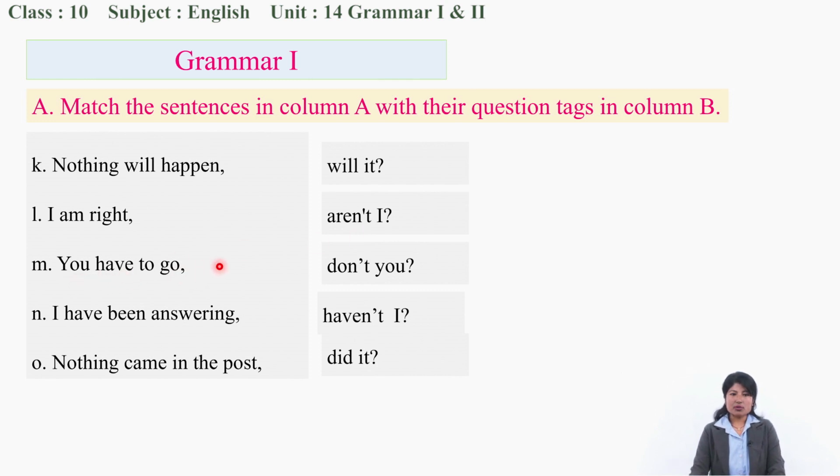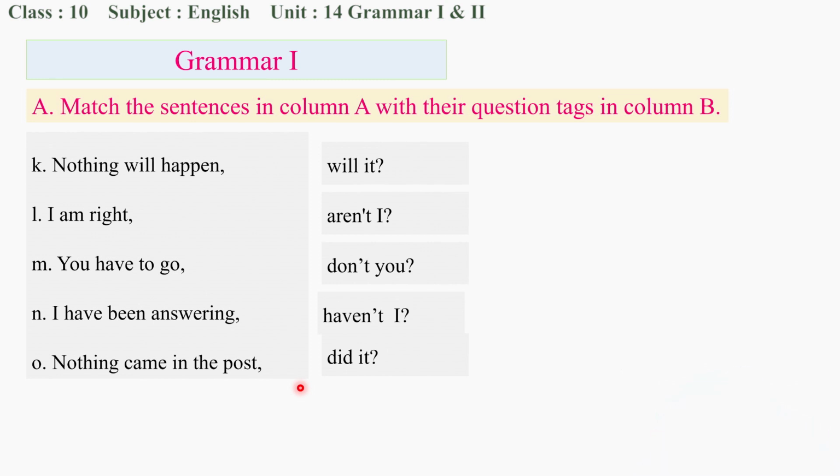And what about you have to go is there, and here don't you is there. So how is it possible? Why not haven't you? So we don't use haven't you over here because have is used as a main verb. So instead of have, we have to use do form over here. Alright, so all these are similar, so we don't need to talk about it. This is what matching exercise is completely done.